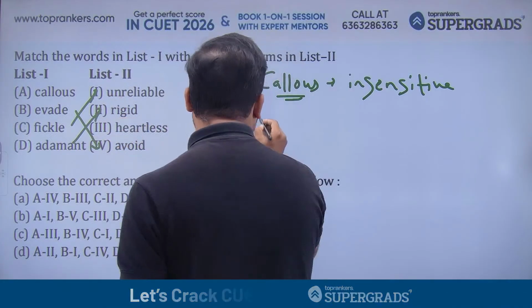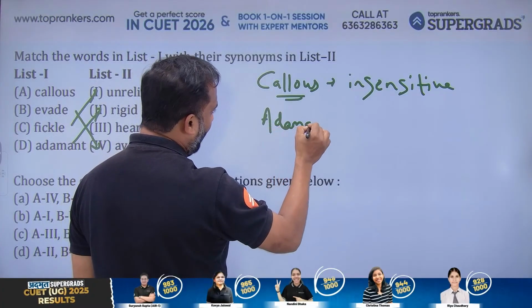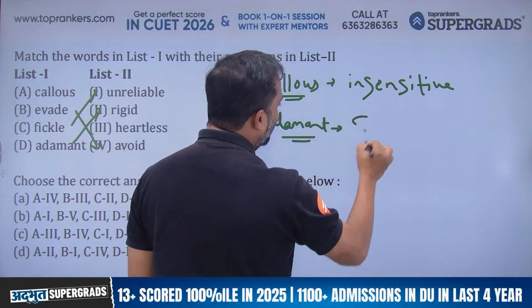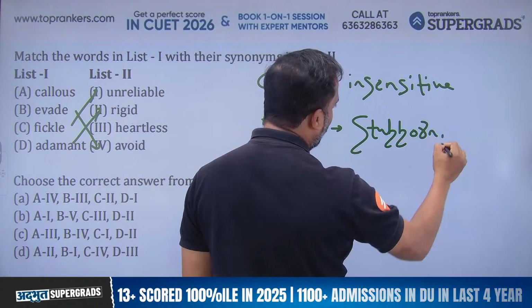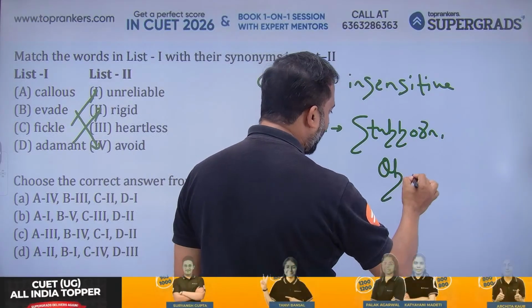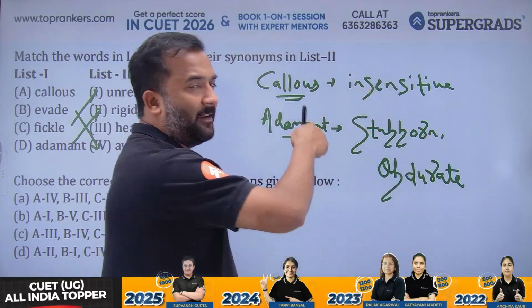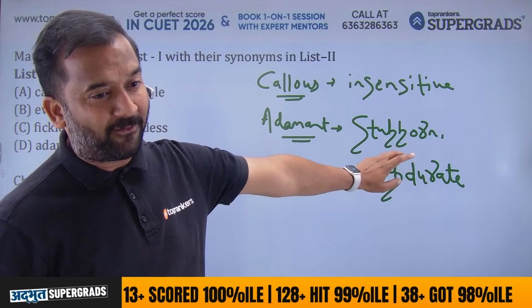Adamant is rigid, and adamant के कुछ synonyms मैं चाहता हूँ आप लिखो, that would be important for the upcoming CUET 2026 exam. So adamant is stubborn, and another word that you can write is obdurate. Obdurate इस बार CUET 2025 के किसी शिफ्ट में आया हुआ वर्ड जरूर है.